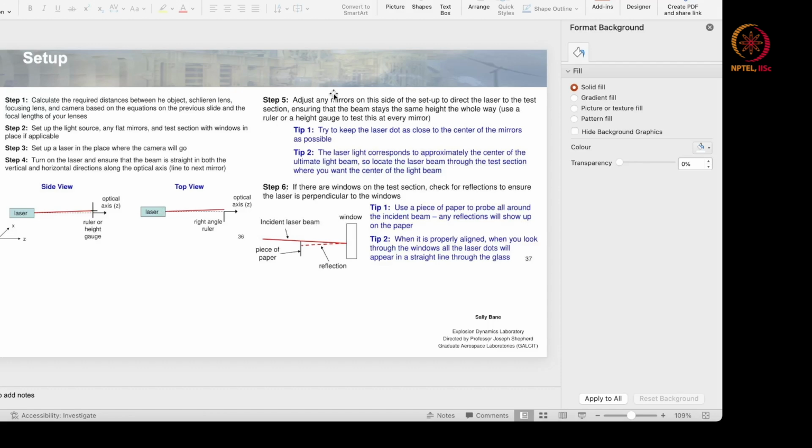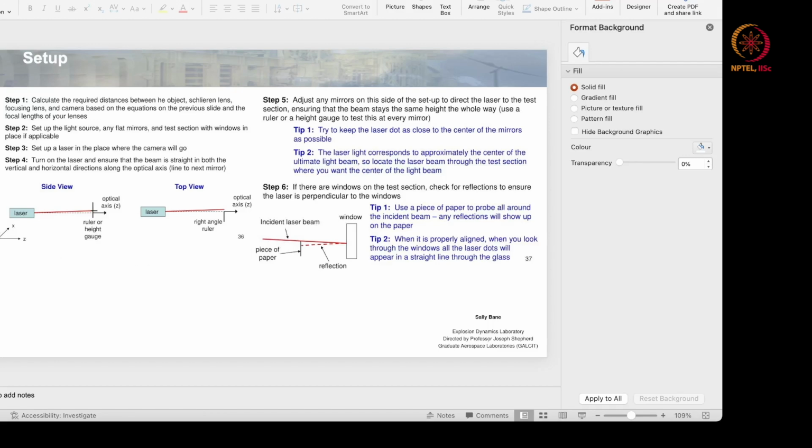Then step 5 is you adjust any mirrors on this side of the setup to direct the laser to the test section, and you try to keep the laser dot as close to the center of the mirror as possible. If there are windows on the test section, check for reflection and make sure that the laser is perpendicular. Okay, and there are certain tips which you can read.